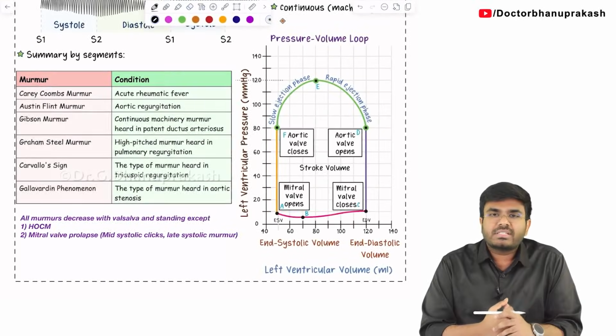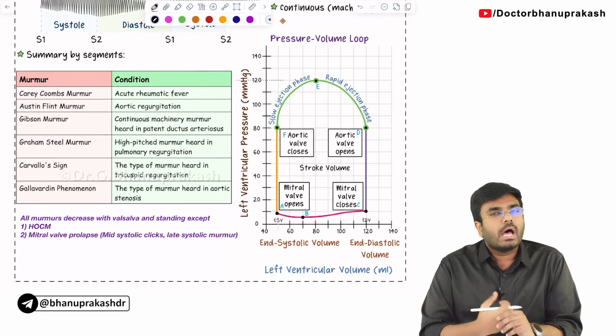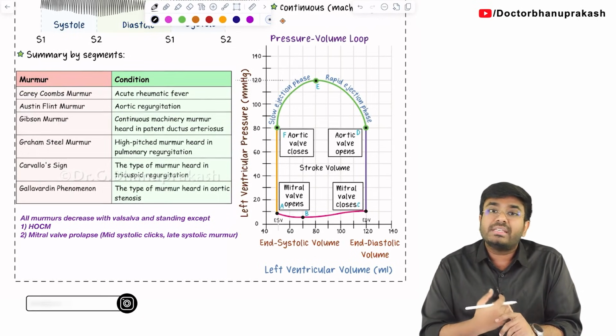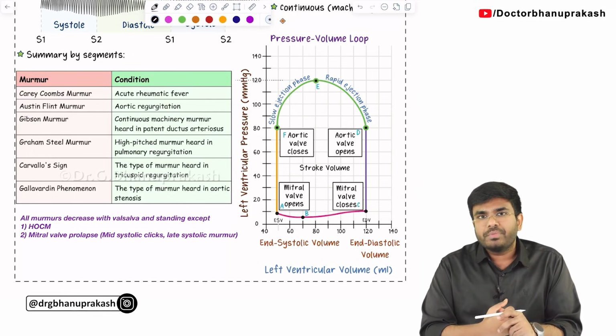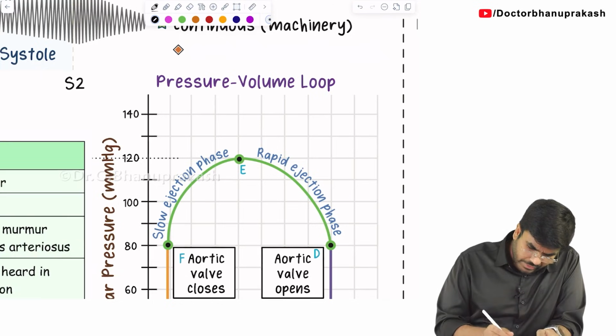Welcome back, guys. After discussing the SA nodal action potential and the ventricular myocyte action potential, we have discussed the cardiac cycle in two parts. Also, we have integrated the ECG with the cardiac cycle along with the heart sounds. In the next video, we'll be discussing the left ventricular pressure volume loops. Very important for the exam.